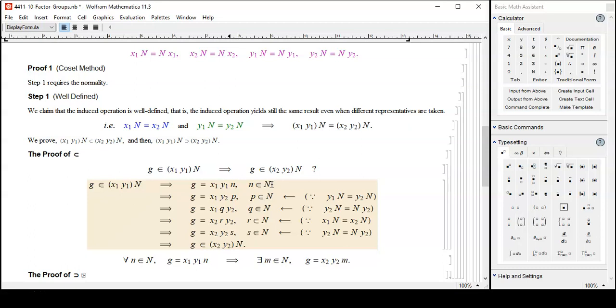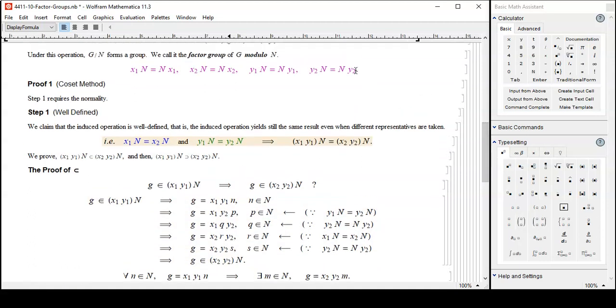Okay, and then we're going to use this blue, green, and purple properties. So, here we go. y1 times n, I can rewrite as y2 times p. What did I just use? I used this green property. y1 times some member of n can be written as y2 times some member of n. So this n, another character p.